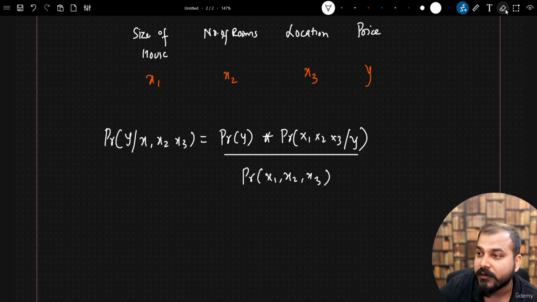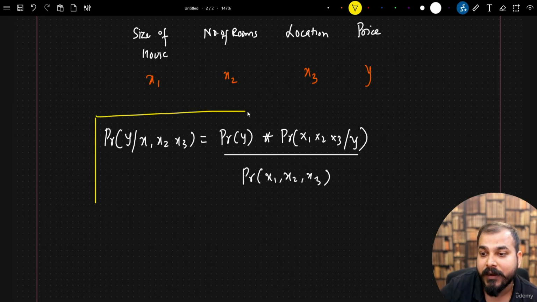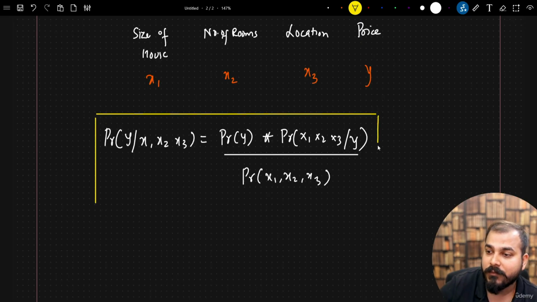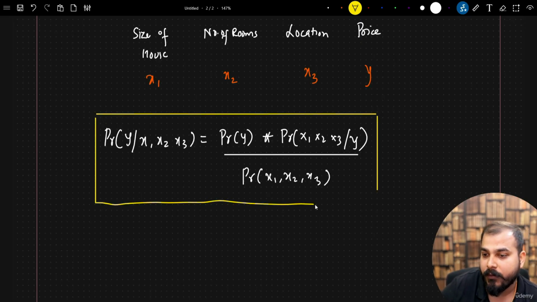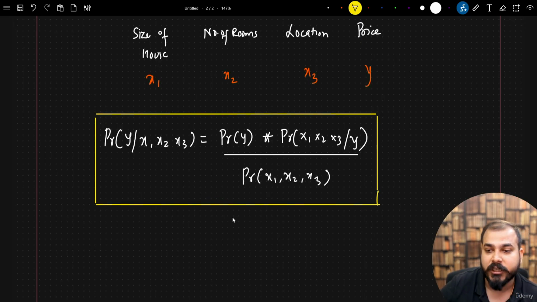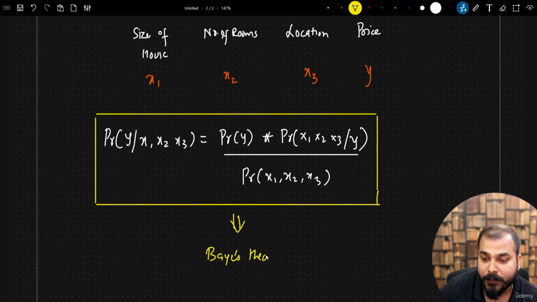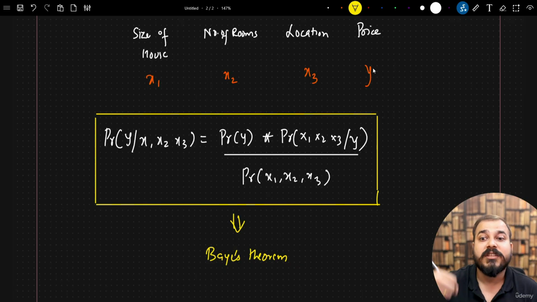This equation is a part of Bayes' theorem. This entire equation is from Bayes' theorem, and we will be using this to calculate the probabilities of y, which is my output feature. Super important formula. If you know this, the Bayes algorithm is done from your side.